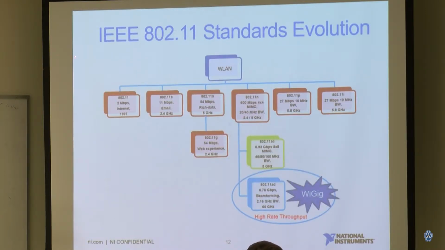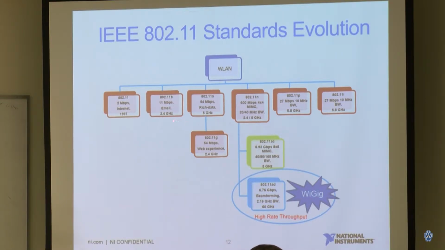Okay, so let's go back to the 802.11. This is the IEEE's wireless standard evolution. All the 802.11 standards are defined by IEEE. Going back to 1997, the first 802.11 is only 2 megabits per second. It has been used for internet. The next one is 802.11b, 11 megabits. It's used for email, with 2.4 gigahertz.